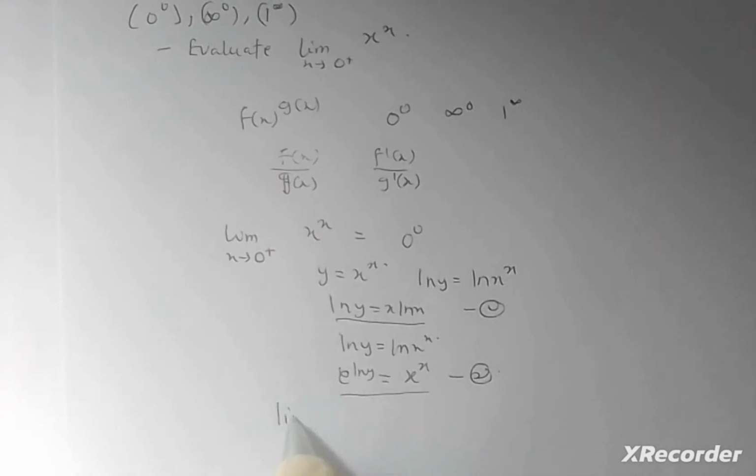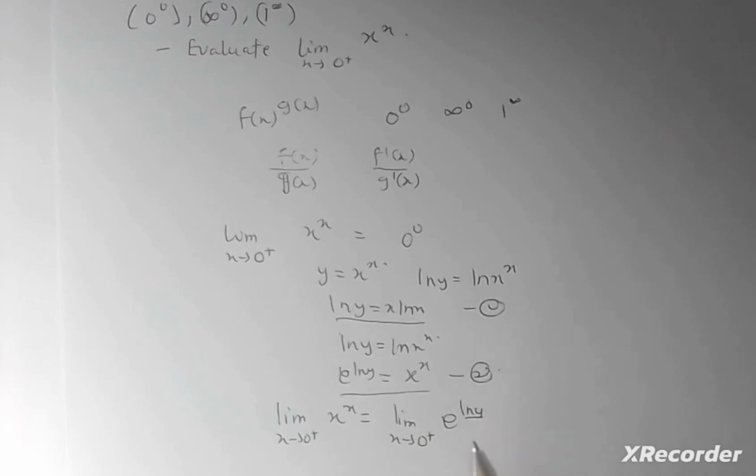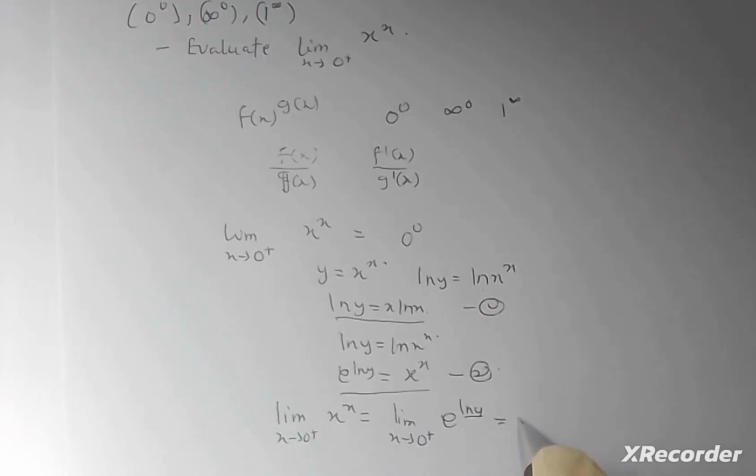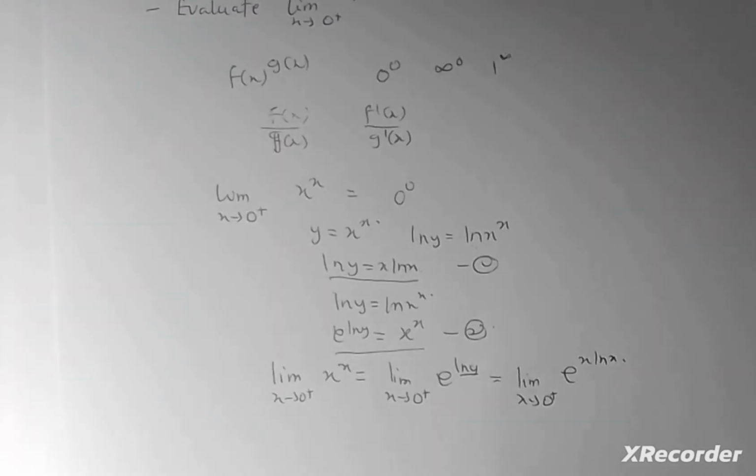So the limit as x approaches 0 plus of x to the power x should be equal to the limit as x approaches 0 from the positive side of e to the power ln y, because there is an equality there. And you know that ln y here is equal to what? x ln x. So we make our substitution: the limit as x approaches 0 from the positive side of e to the power x ln x. Now we arrive at a fairly nice function here.